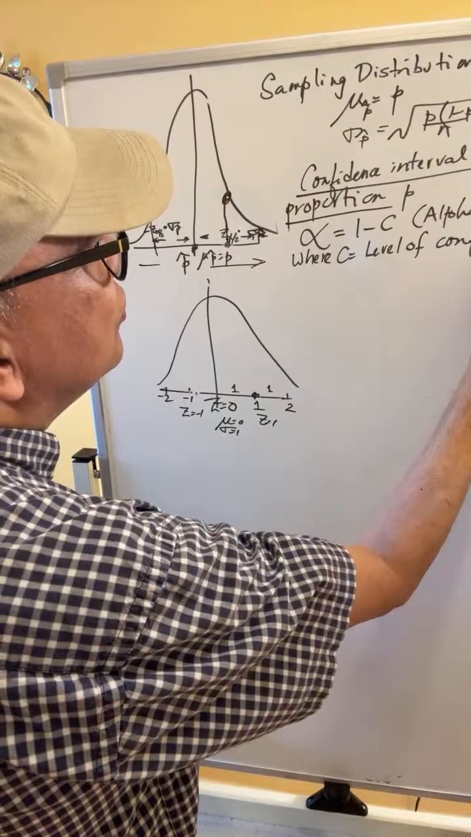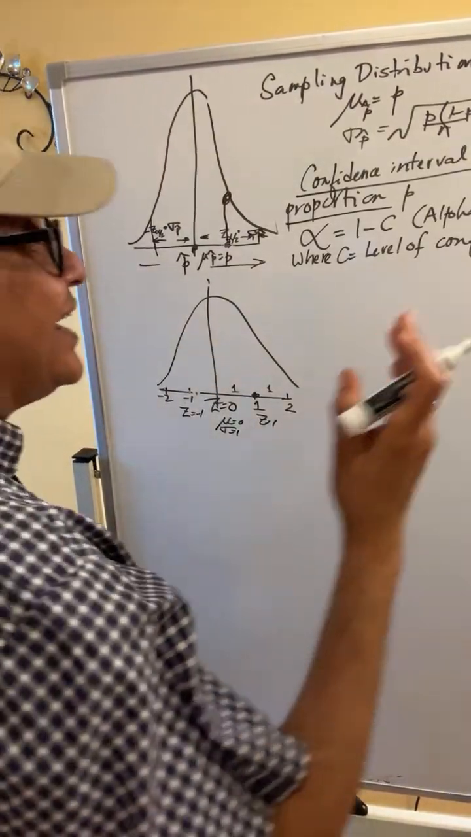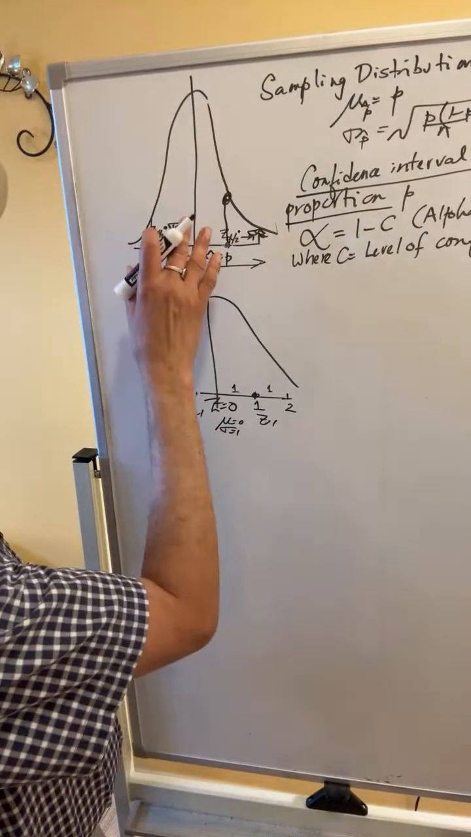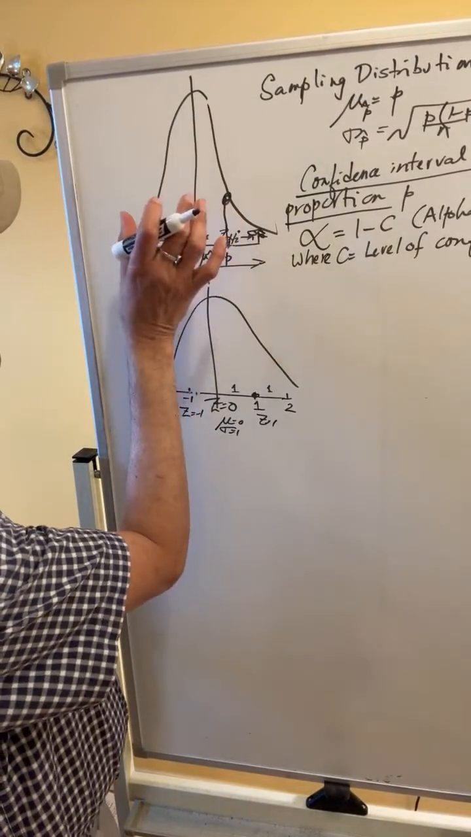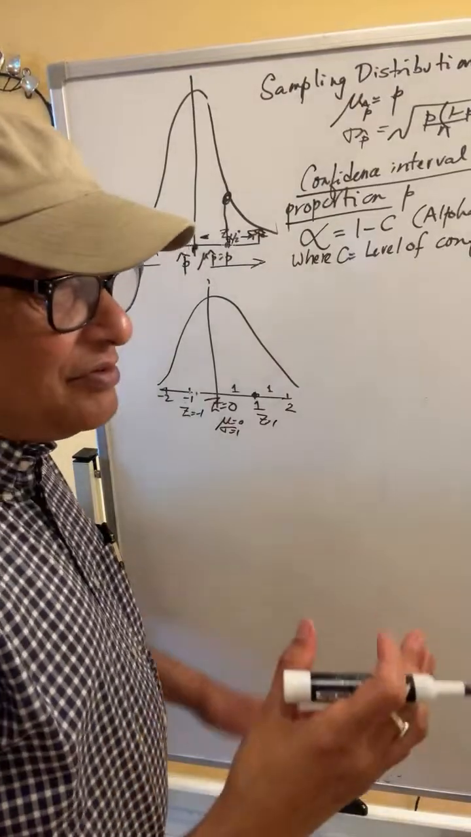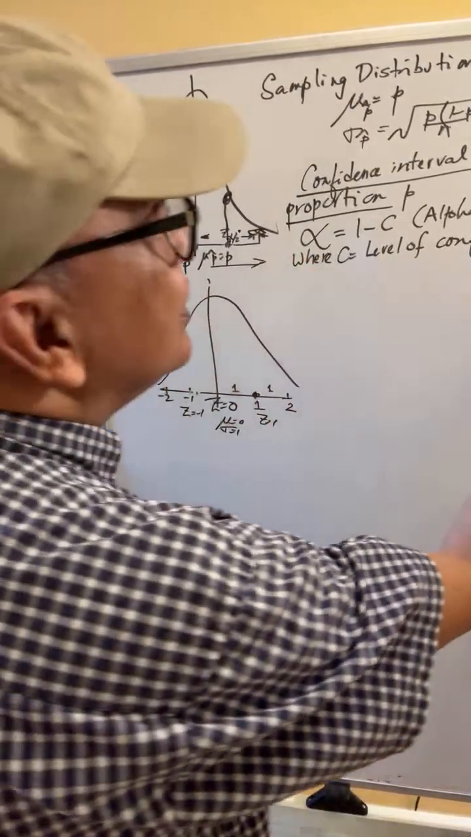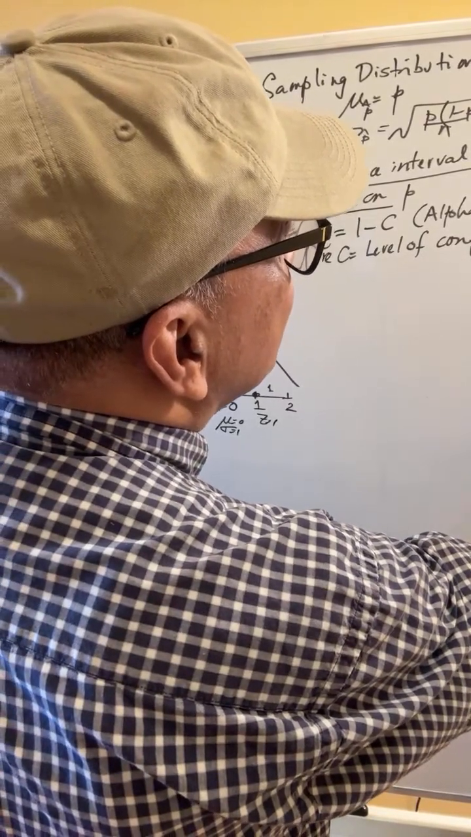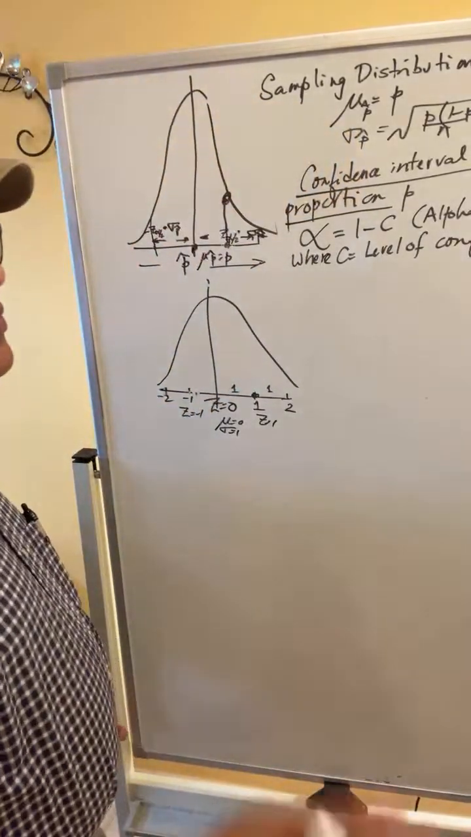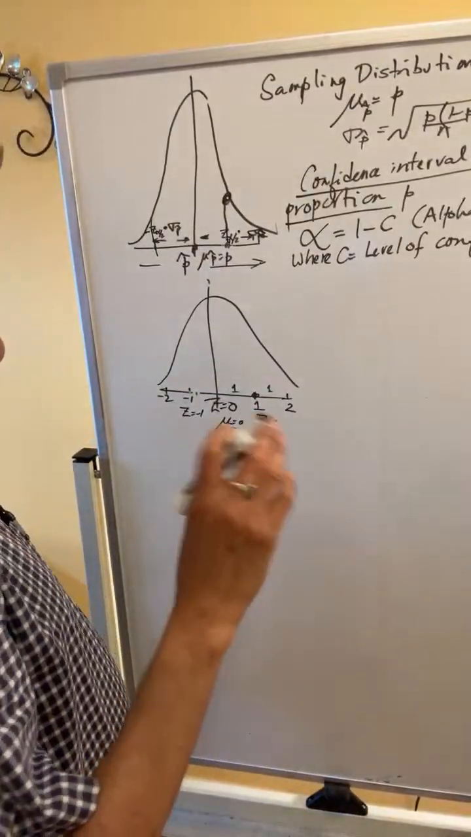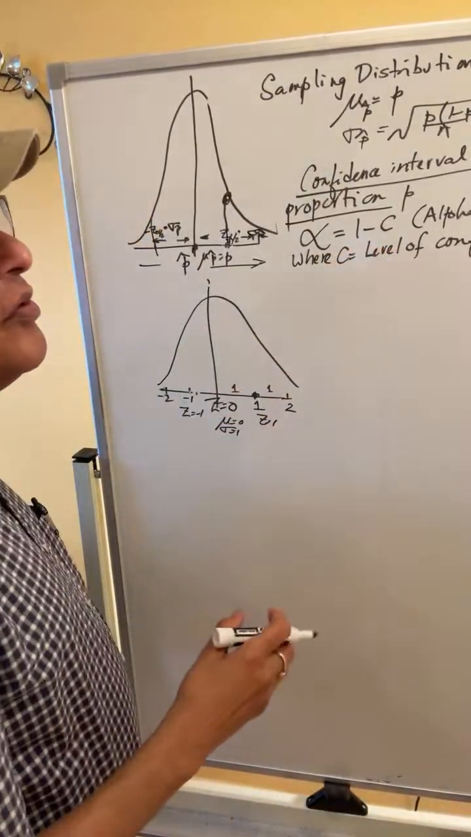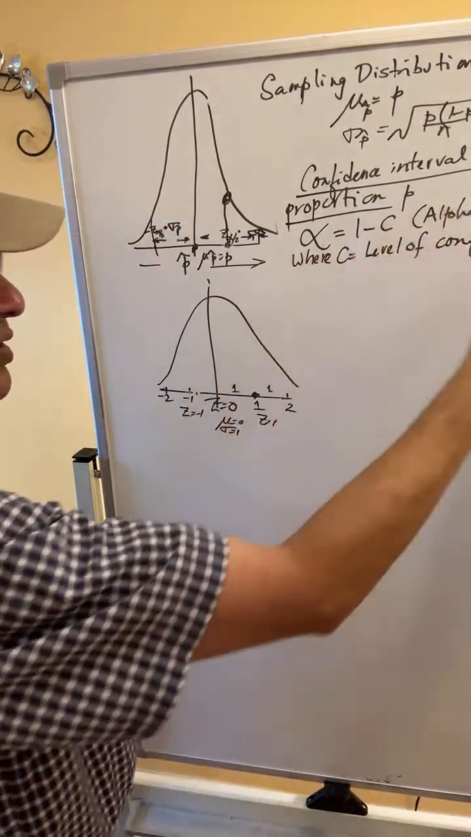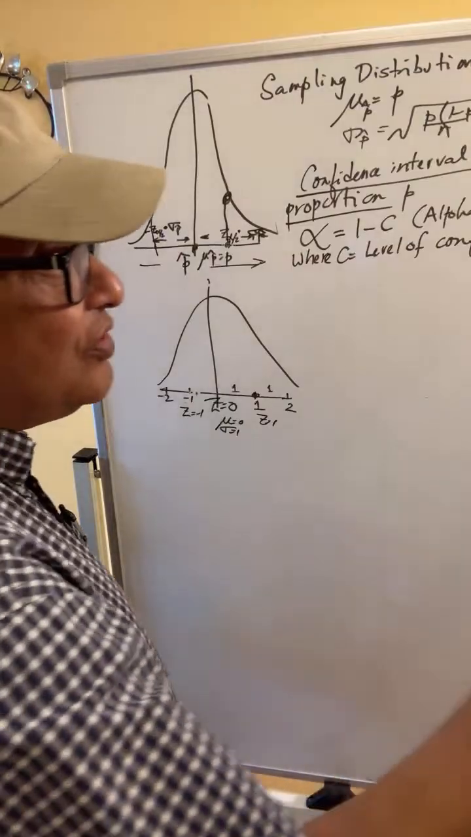Usually we use a level of confidence of 95%. What does it mean? It does not mean there is a 95% probability that the population proportion will fall within this interval. What it means, usually 90, 95, that means we have faith in the method that we are using. That faith or confidence is 95%.